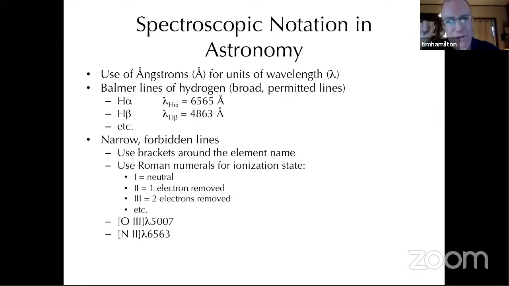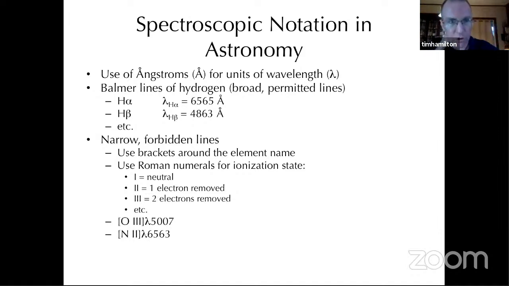The angstrom is 10 to the minus 10th meters, and we will tend to use that more often than we do nanometers, which are 10 to the minus 9th meters. So sometimes you'll see spectra in nanometers, and you'll just have to multiply by 10 to get the wavelength in angstroms. Putting the wavelength in angstroms means that we don't have to worry too much about decimals for a lot of uses.